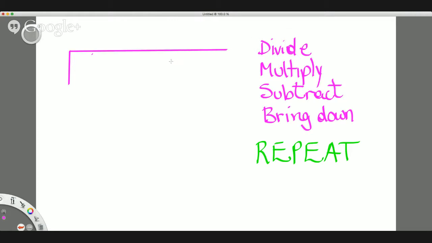Let's say we have 1,284,325, and we're dividing this by 5. So 5 can't go into 1, but 5 can go into 12. So 5 goes into 12 twice, right?